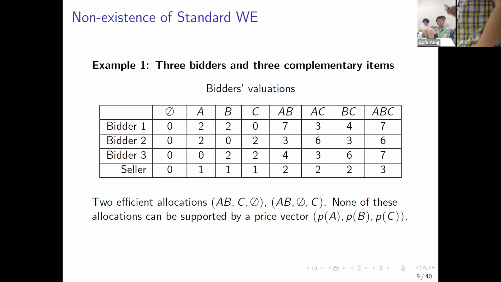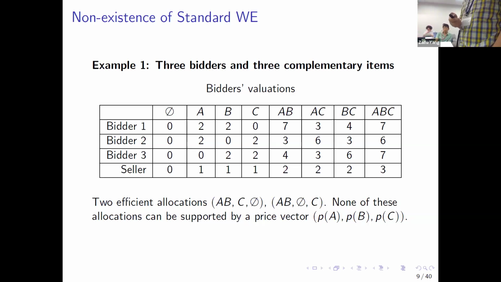For this example, we have 2 efficient allocations. Namely, you have AB together and give this to bidder 1, because we know this value. And C, you can either give it to bidder 2 or bidder 3. So these will be efficient allocations. However, I claim that neither of these efficient allocations can be supported by a linear price.